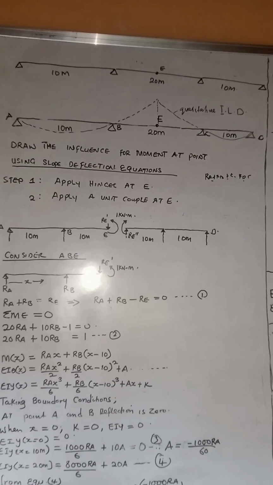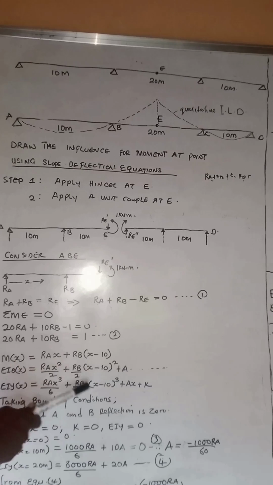Now the next one we are going to check is when X is equal to 10, which is at support B. When X is equal to 10, we will have the deflection expression also equal to 0, and in that expression we can substitute 10 here. This becomes 1000.